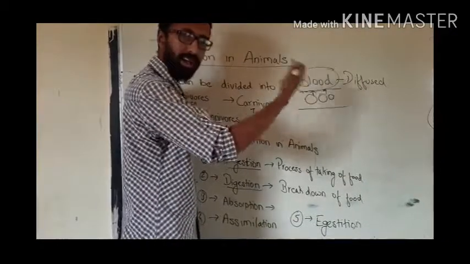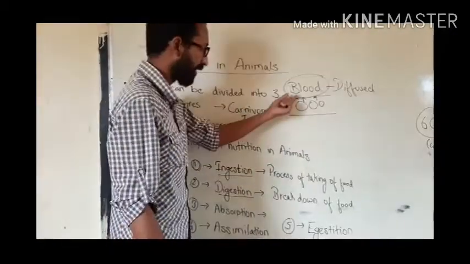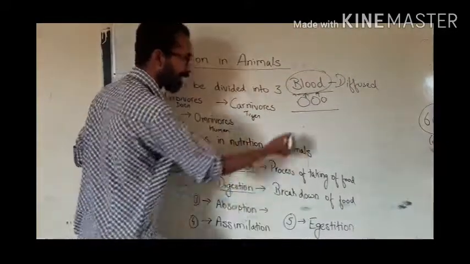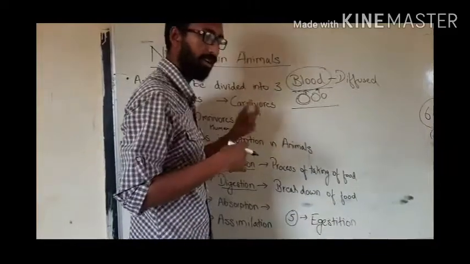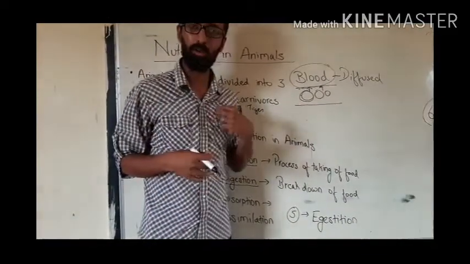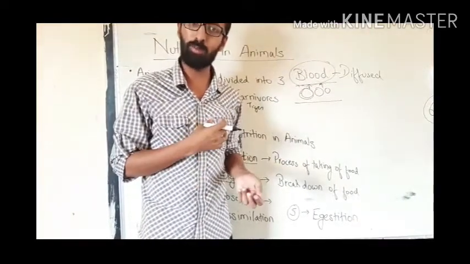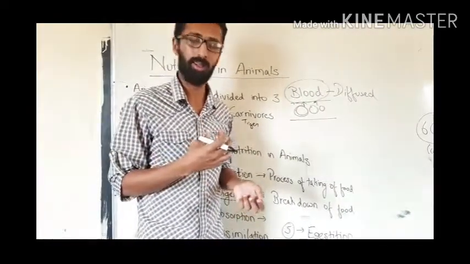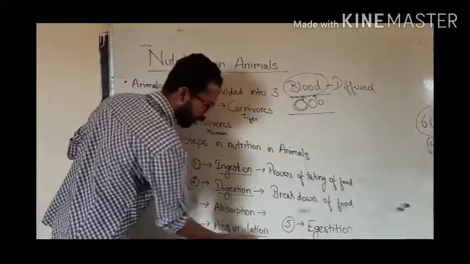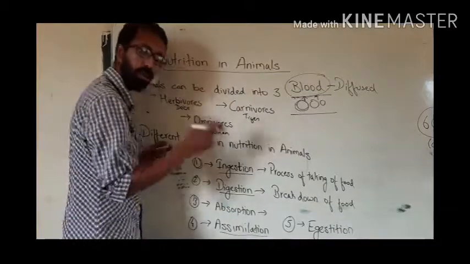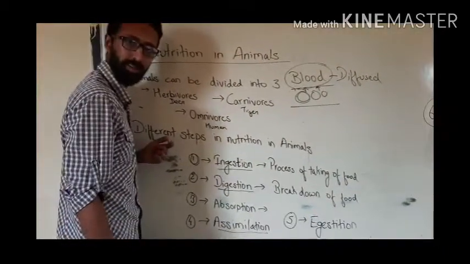Now this blood carries it to different cells, and the food particle is now used by different cells. Like the food is used right now by my lungs to breathe in and breathe out. It is used by my heart to pump blood. The process of using the food which is diffused into the blood is called assimilation.